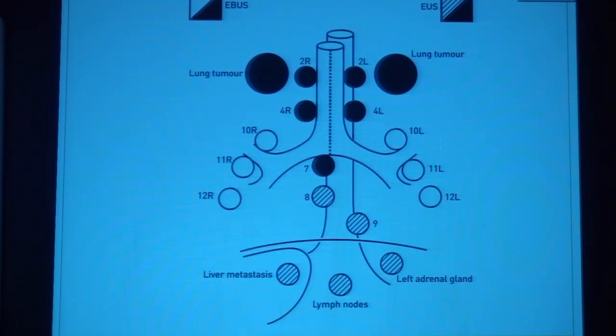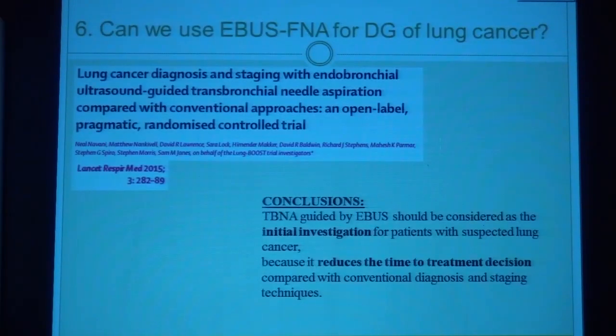And the left adrenal gland seems to be also accessible to the bronchoscope. We can also do the direct diagnosis from a lung tumor if it's in the vicinity of the larger airways, either in the vicinity of the trachea or the main bronchi, or in the vicinity of the esophagus, again with the same instrument. So, can we use EBUS in respiration for diagnosis of lung cancer?